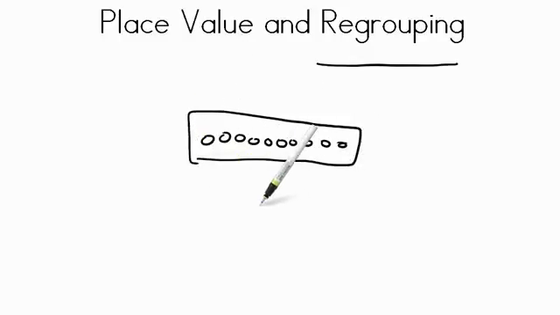So if I add 7 ones plus 3 ones, we have the number 10. We have 1 ten and no ones. So if we add some 10s and some 1s together, we might need to regroup to make them more 10s and fewer 1s. Let's take a look.